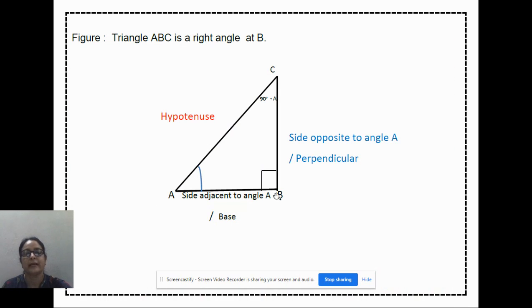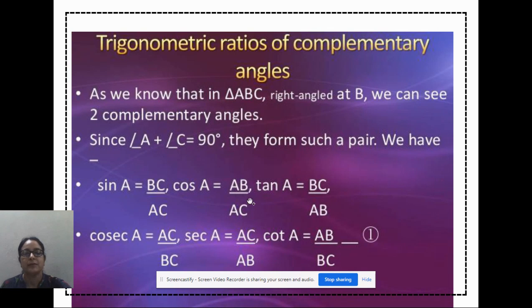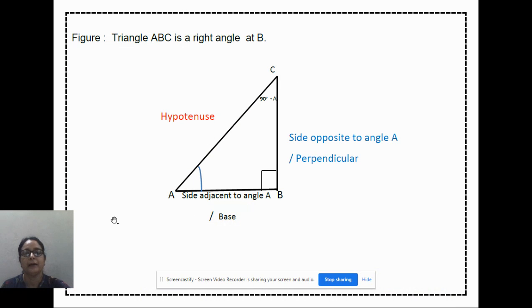Now sin A. What is sin A? As we know, sin A is perpendicular by hypotenuse. This is perpendicular, this is hypotenuse. So it will be BC by AC. And similarly cos A, we know it is base by hypotenuse. So it will be AB by AC.